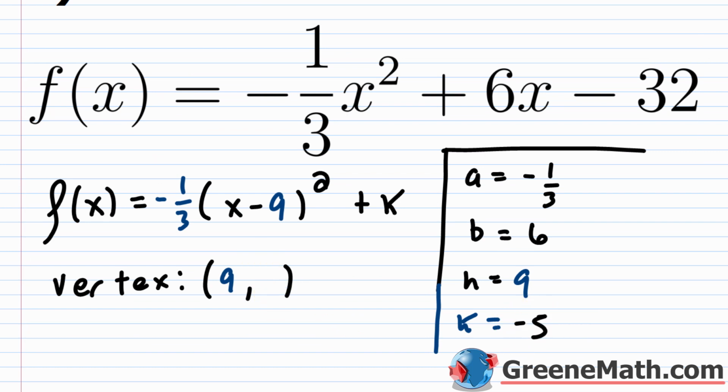So let me replace that here. And again, you can go plus -5, or you can just go -5. Whatever you want to do. So this is your vertex form. F of x equals -1/3 times the quantity x minus 9 squared minus 5. And the vertex occurs at 9, -5.